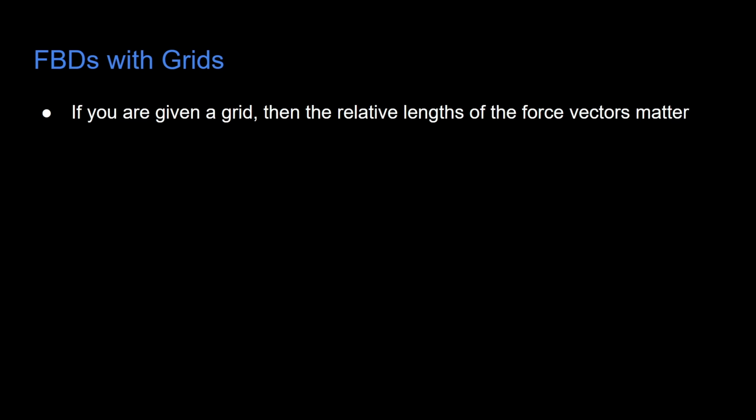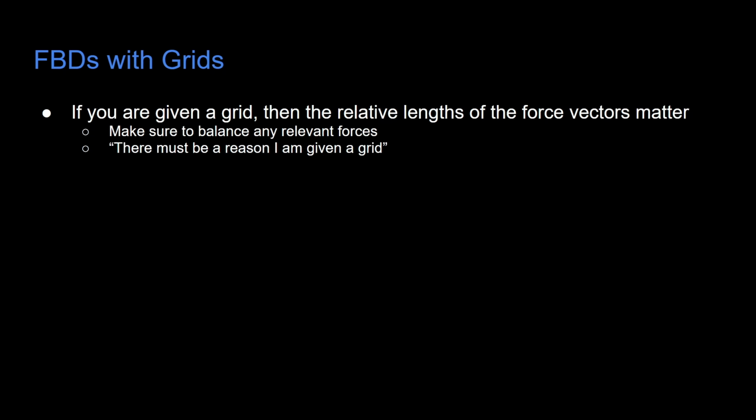It's about a 50-50 split whether you're given a free body with a grid or not, although they've been a much bigger fan of grids in recent years. If you're given a grid, then that means that the relative lengths of your force vectors matter. So if there's any forces that balance, like mg and normal force on a flat surface, make sure that they're the same number of tick marks in order to show that.